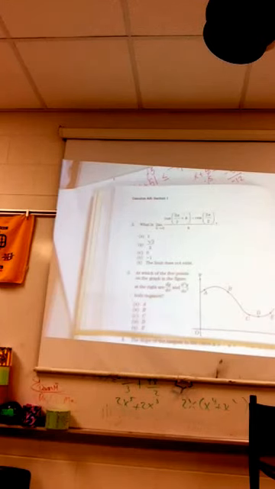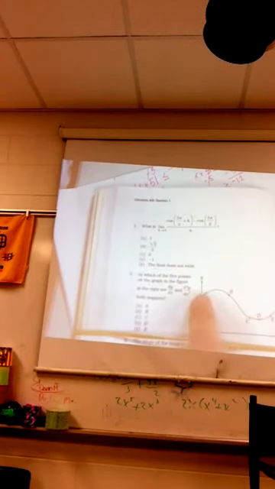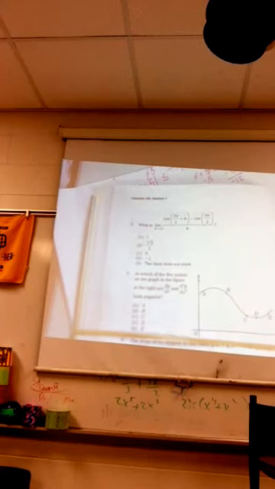B and C are the only points where the graph is decreasing. However, C is on an interval where it's concave up, so B is on the interval where it's concave down. So the correct answer here is B.